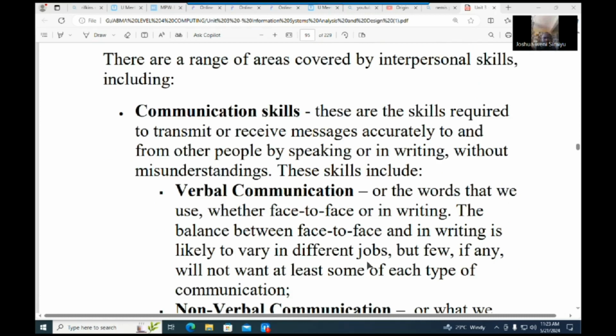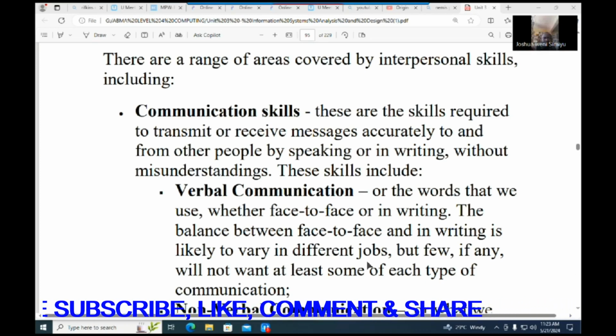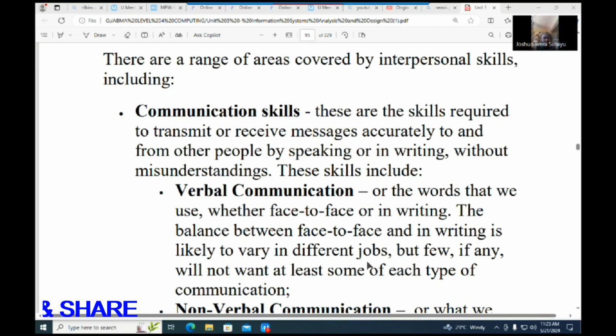We have a range of areas that is covered by interpersonal skills, and the first one is communication skills. A communication skill is simply the skill that is needed for you to pass a message, and receive a message accurately. Either you are speaking to people or you are writing to people, so make sure you have communication skills.